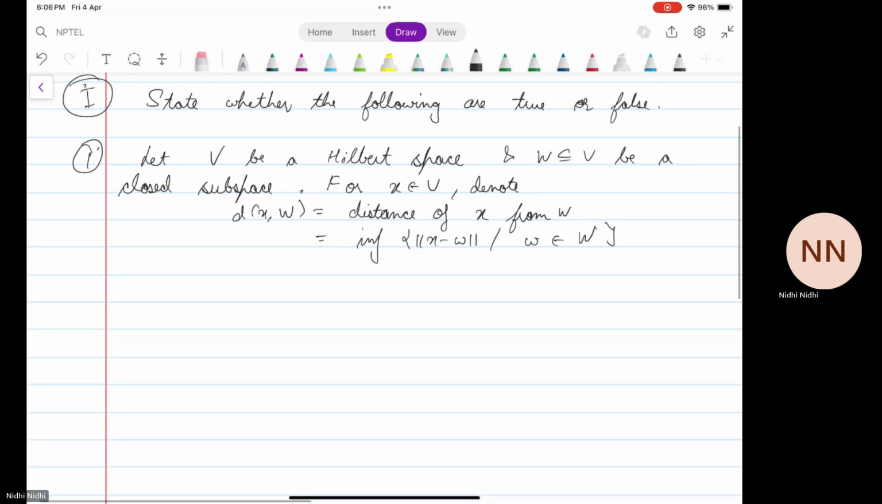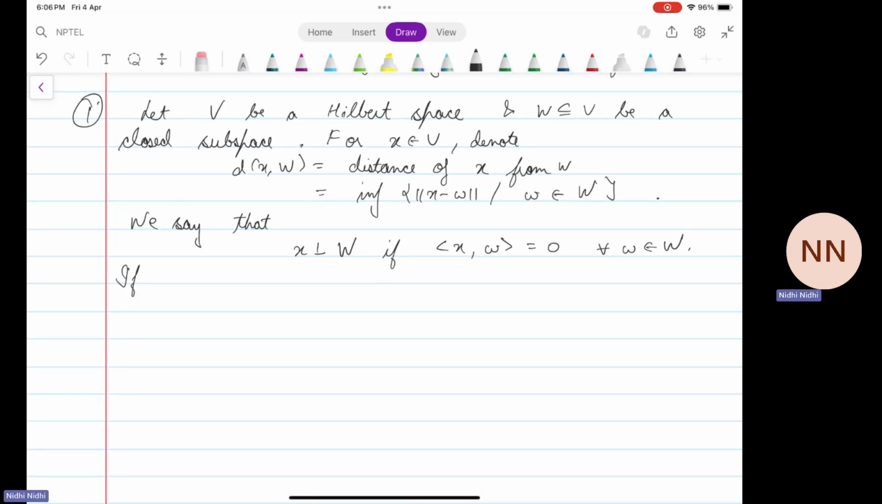We say that x is perpendicular to the space W if the inner product of x with small w is equal to 0 for every w in W. So this is how we define orthogonality between a point and a space. Now, if x minus w, where w is some element in W, is perpendicular to W, then norm x minus w gives us the distance.